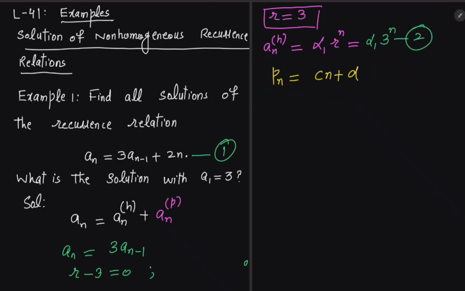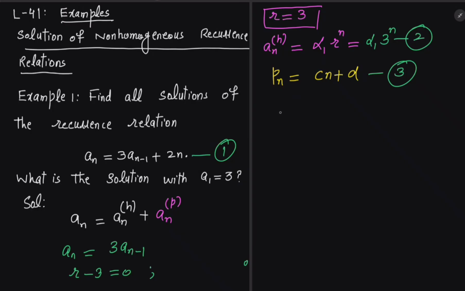How do we know that this will satisfy equation 1? We know since in the previous video we saw the theorem which says that the particular solution will satisfy the non-homogeneous recurrence relation and the homogeneous part will satisfy the homogeneous recurrence relation. If it satisfies the non-homogeneous recurrence relation, then we should put this equation number 3, which is a polynomial, into equation number 1, which is the non-homogeneous recurrence relation.